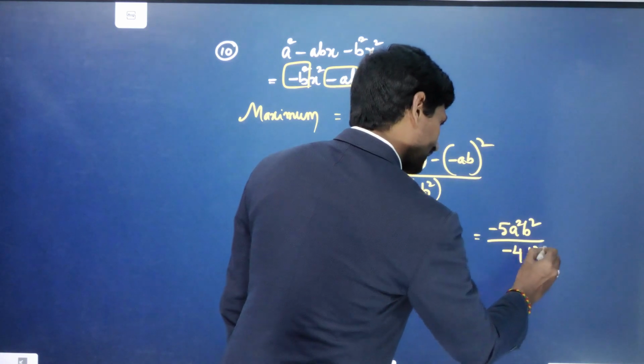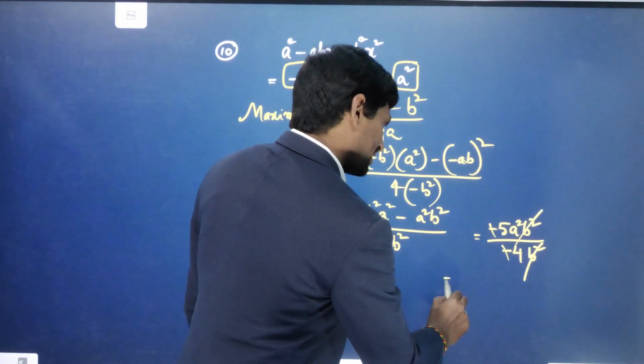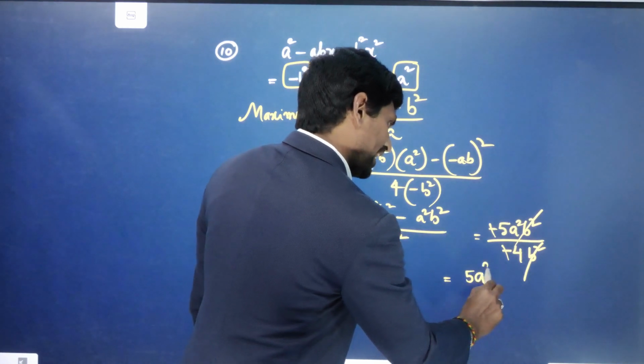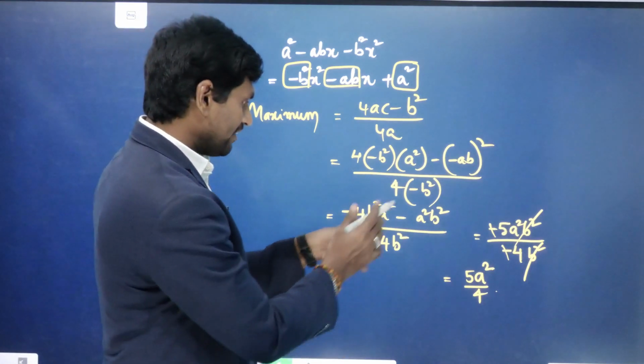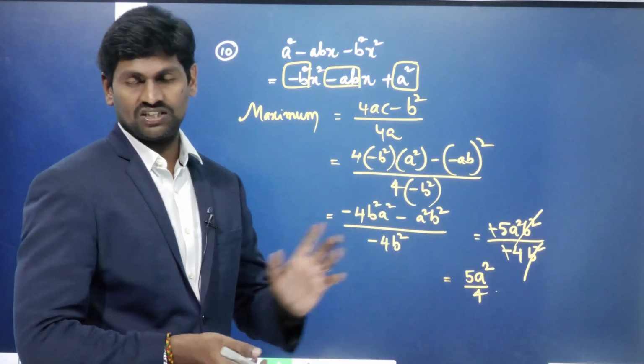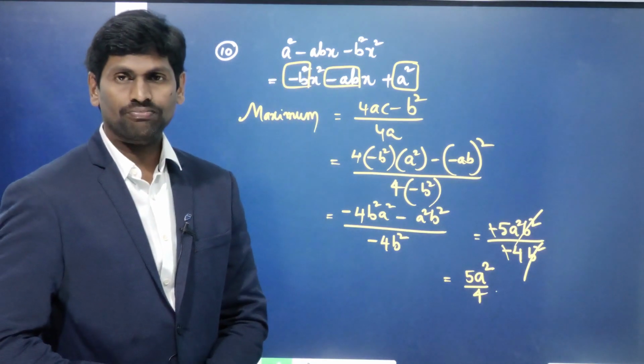Minus 4b square. B square cancels. Minus also cancels. Still what remains is 5a square by 4. What is the remaining value? 5a square by 4. That is our required answer. This is the maximum value of the given quadratic expression.